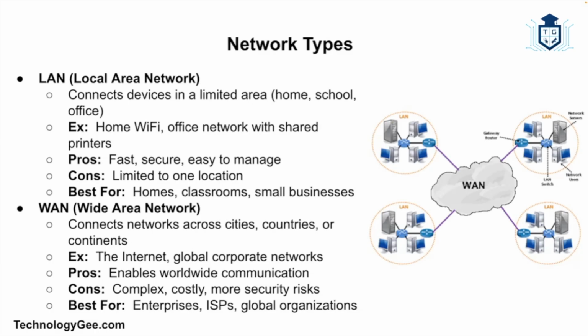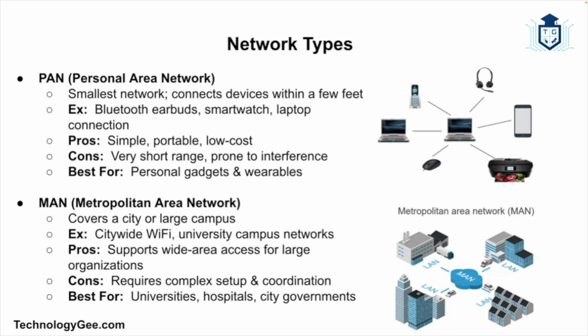And the pros are this allows communication over long distances. However, it is complex to set up. It has more security concerns, and it can be expensive. But once again, this is good for enterprises, internet service providers, and anyone needing global reach by way of the internet. All right, so the next network connection we have is called a PAN, or a personal area network, and this is your own mini network.